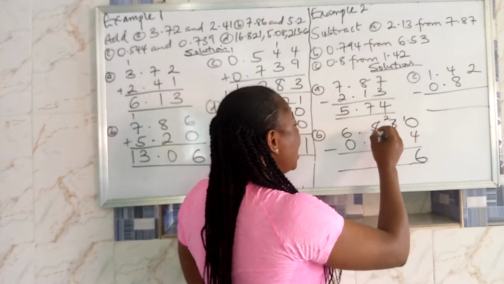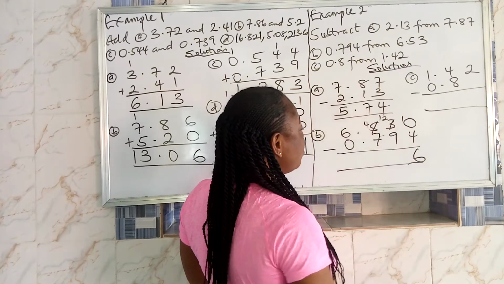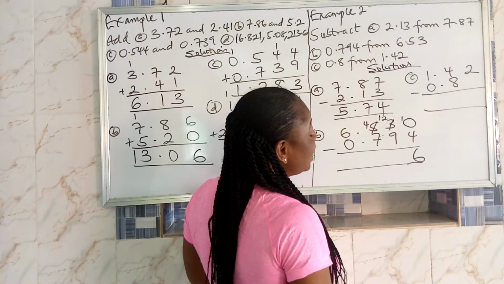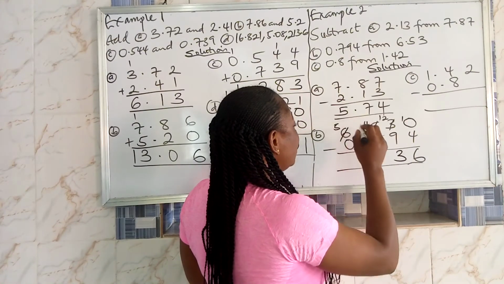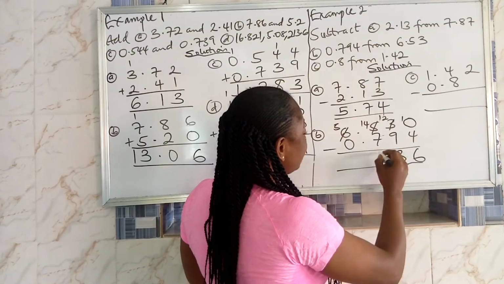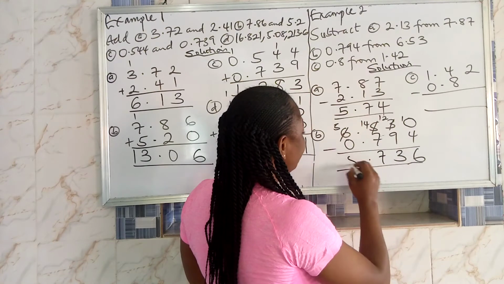I have 2. I'll borrow 1 from here. Bring it here. 12 minus 9. 9, 10. So I have remainder 3. This one is 4. I'll borrow 1 from here. This one has remainder 5. 14. 14 minus 7 will give me 7. So I have my 5 here.